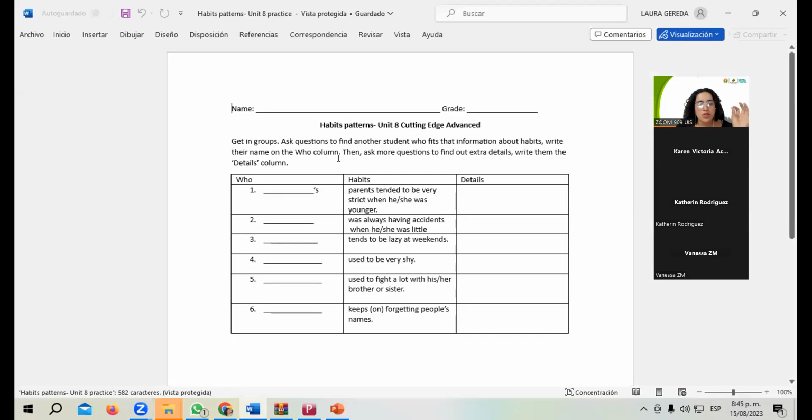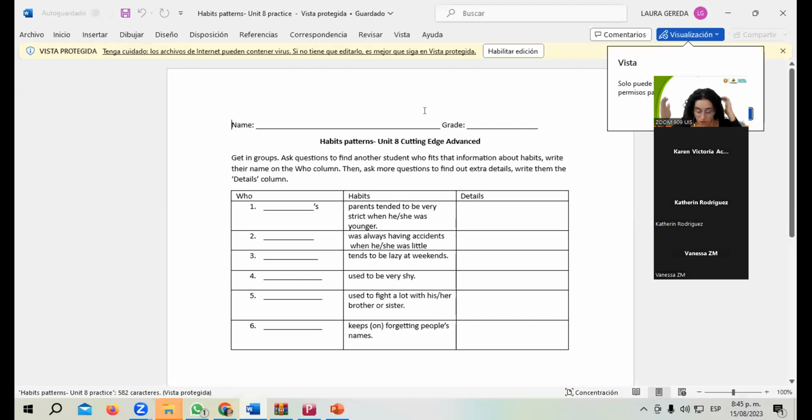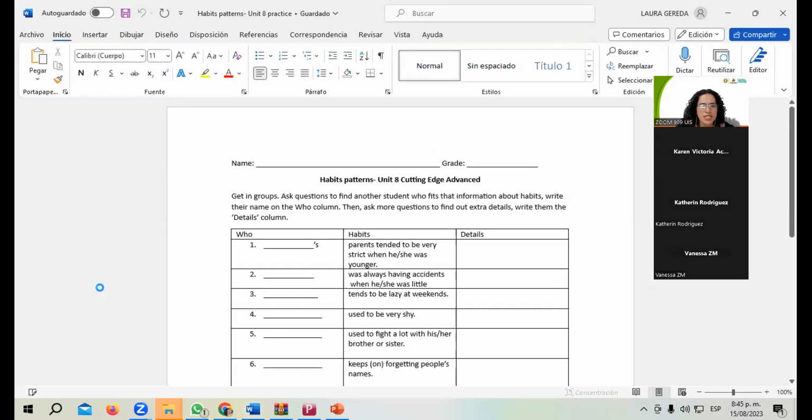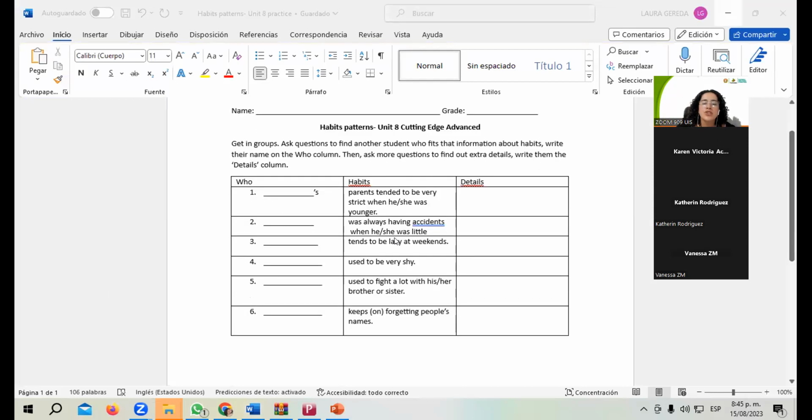So let me show you. I downloaded it to my computer, and then you click here. So we are going to work in groups, maybe groups of 4 students. I think we can work in 3 or 4 students. So you are going to get in groups, and you're going to ask questions to your classmates.